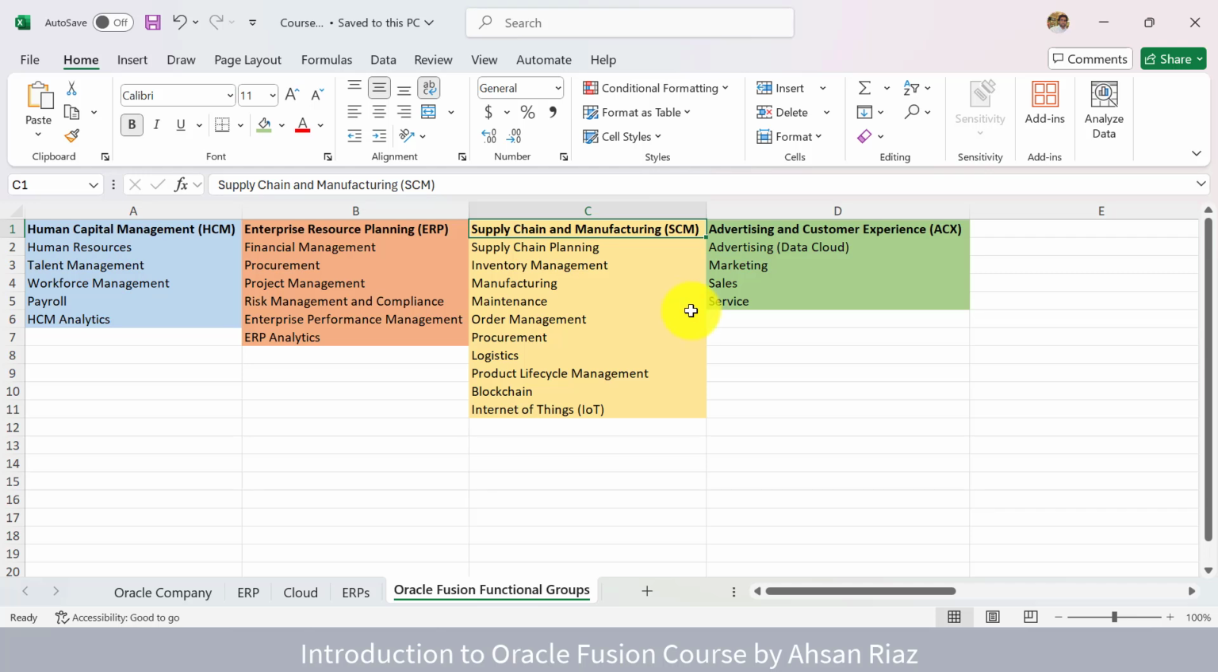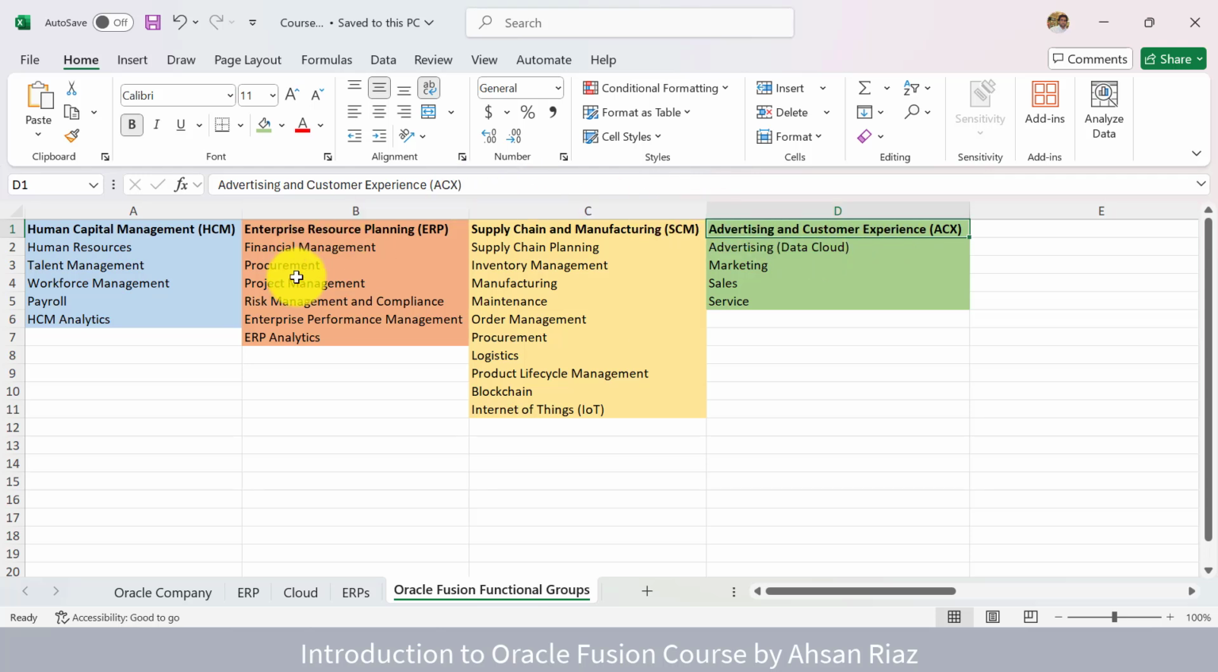And then in the last we have CRM, customer relationship management. In Fusion it's called Advertising and Customer Experience. So it's called ACX. You can do the advertisements for your products, for your goods, and any service you are selling. You can do the marketing, you can do the sales, you can do the services. So anything to do with your customer relationship management is part of this module, Advertising and Customer Experience.